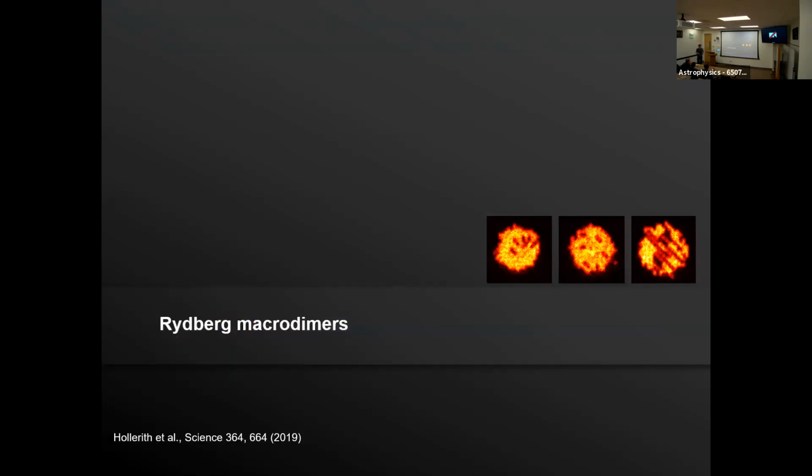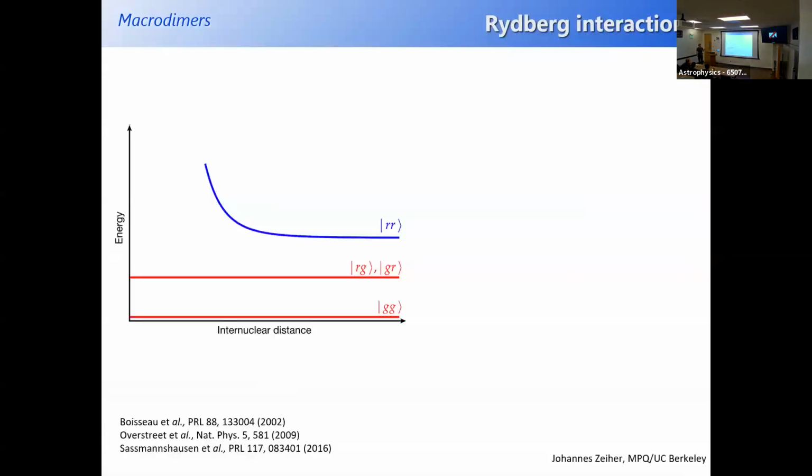Okay, but what are these Rydberg macrodimers? Let's step one step back. This is again the interaction landscape for two ground-state atoms, one ground-state and one Rydberg atom, and two Rydberg atoms. This is the simple picture, so you can understand many things from this. But of course, real life is usually more complicated, and especially when you're up in the Rydberg manifold, you're close to ionization, and the levels get much more closely spaced. You have not only one Rydberg state, you have many, many Rydberg states close by.